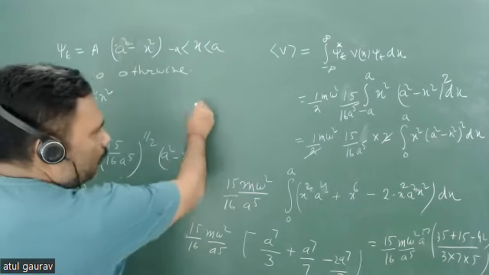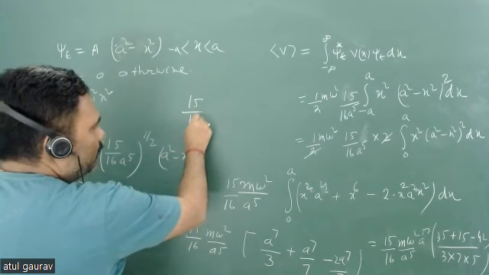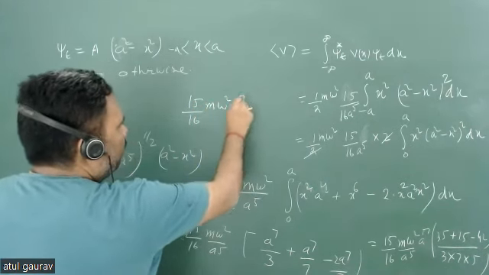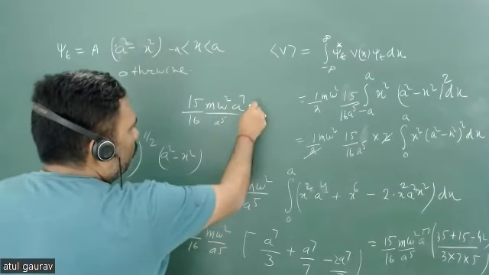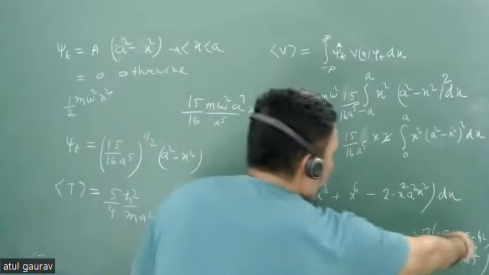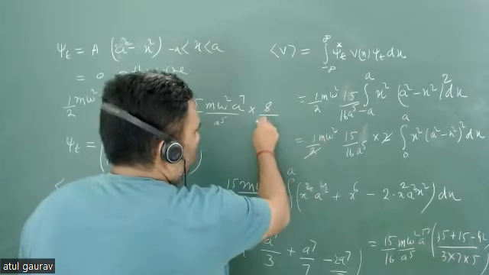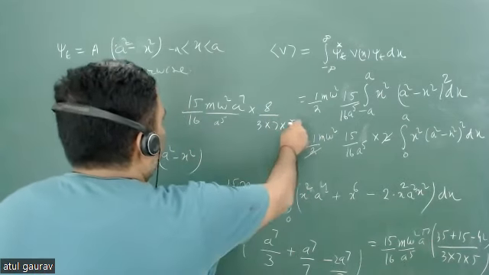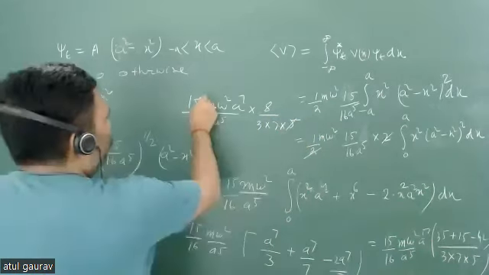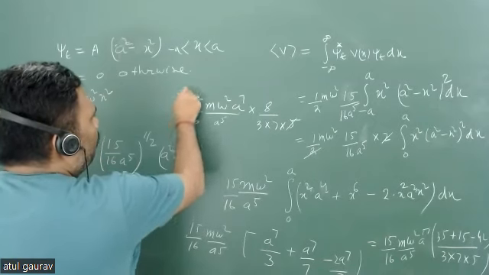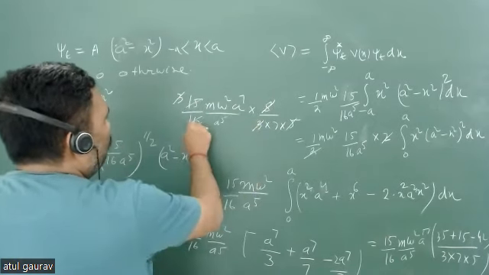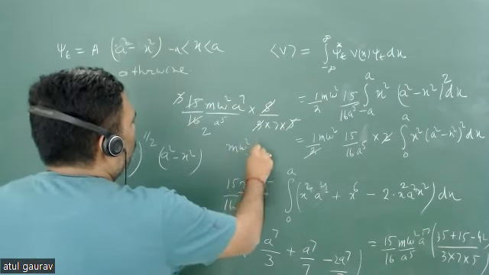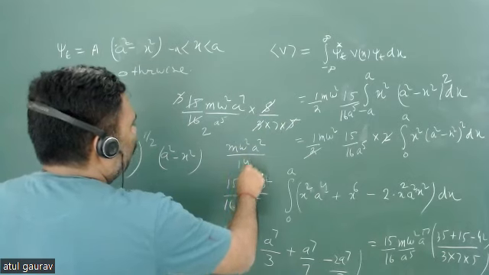So I am using this space. 15/16 m omega square a to the power 7 by a to the power 5 into 8 by 3 into 7 into 5. So what will happen? 5 cancels, 3 cancels, 8 and 16 give 2, and you have m omega square a square by 14. Is it coming out?